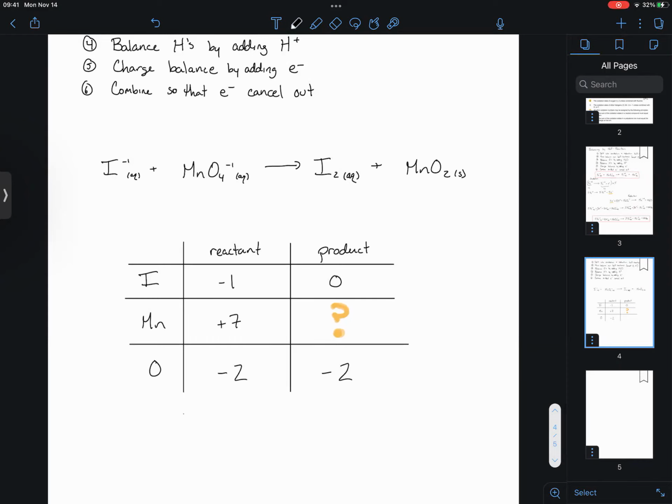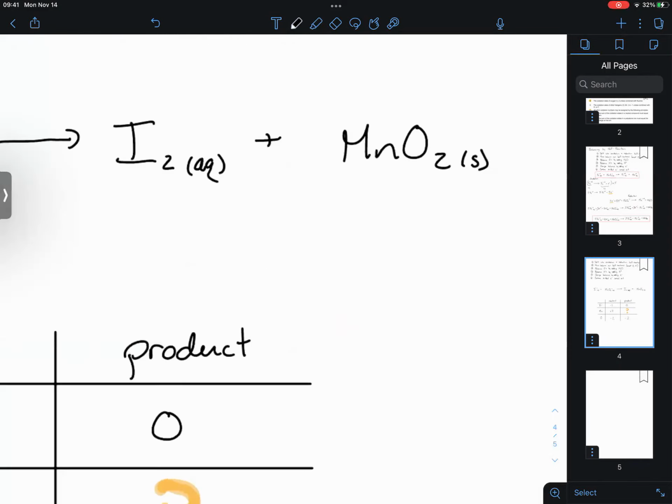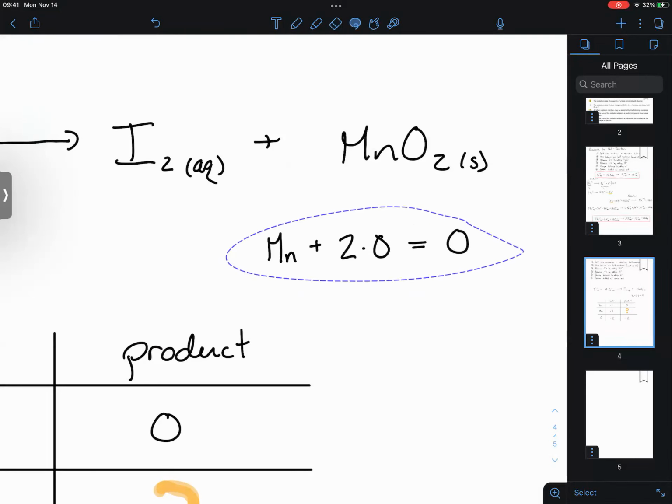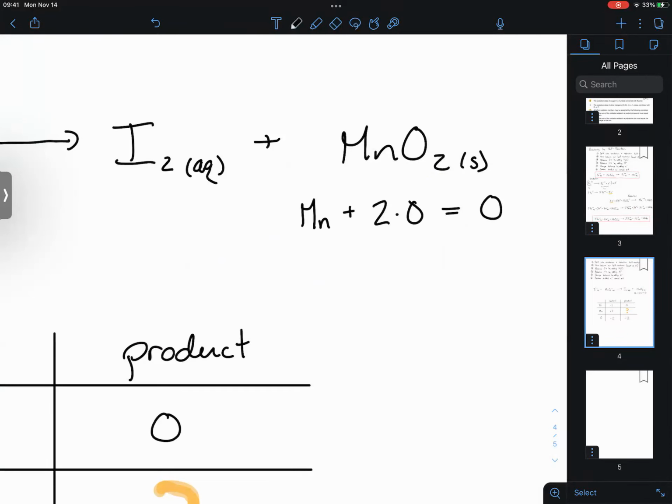We know that oxygen's -2. And we know that whatever the manganese is, plus those 2 oxygens, has to equal the net charge, which is just 0. So then my manganese, again, I don't know, but I do know that each of these oxygens are -2. So what -4 is going to give us 0? That's going to have to be +4.